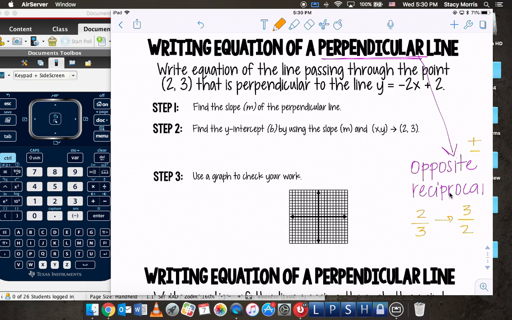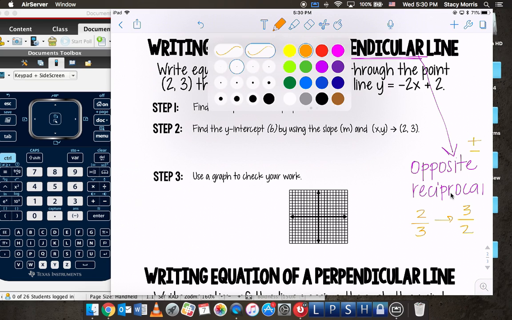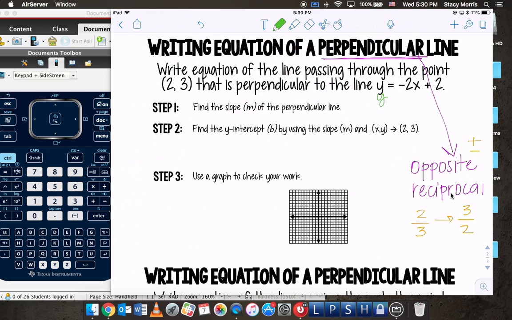So our instructions say write an equation of the line passing through the point (2, 3) that is perpendicular to the line y equals -2x plus 2. So again, you should remember in y equals mx plus b that m is the slope. So that slope right there, -2, is what I'm going to use to find my new slope. I'm going to take that -2, and I'm going to find its opposite reciprocal.